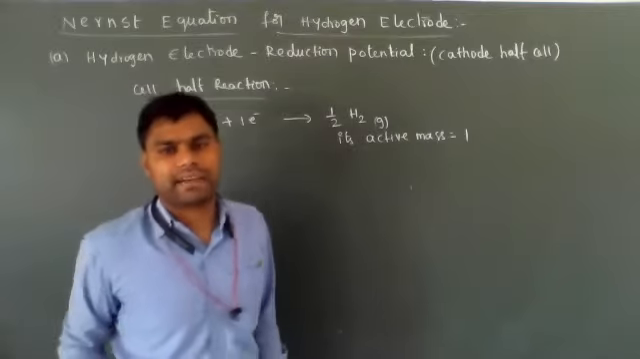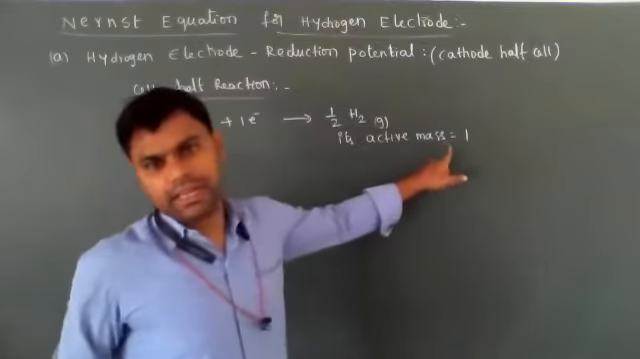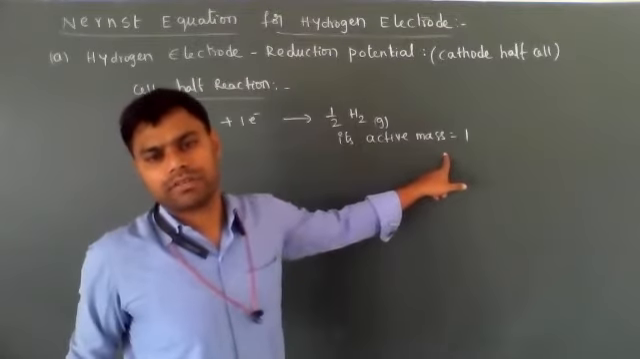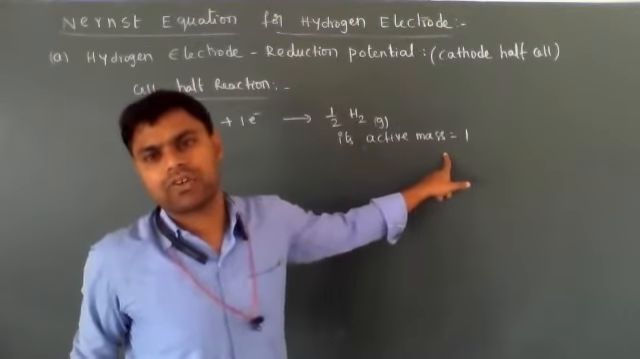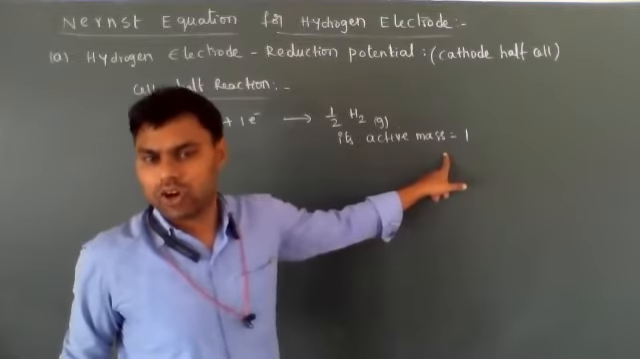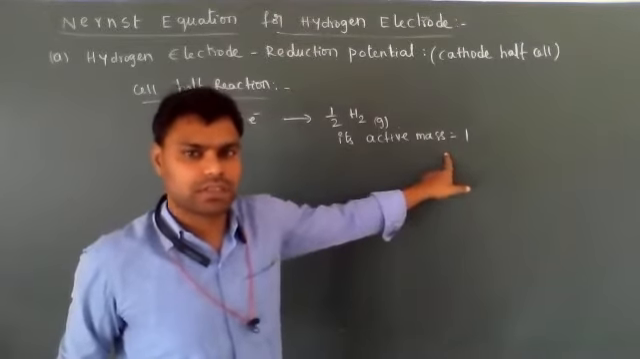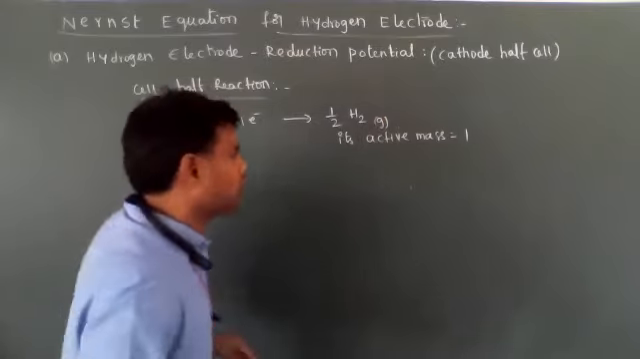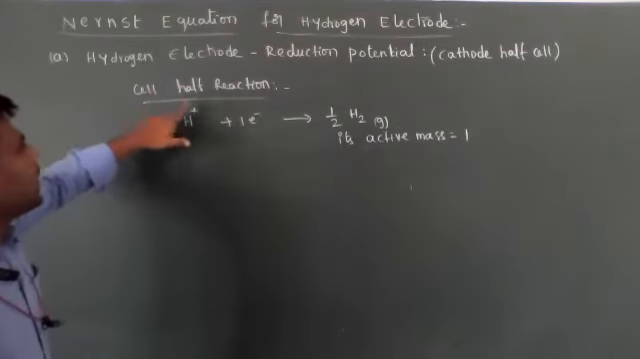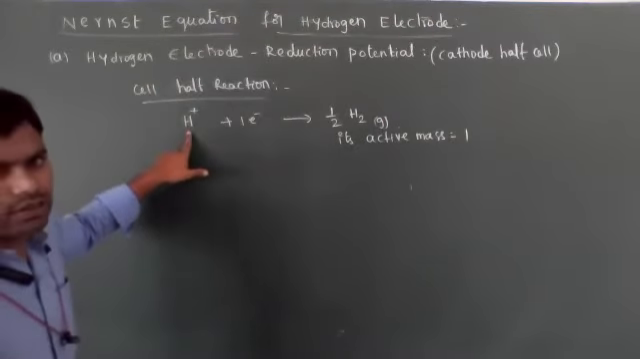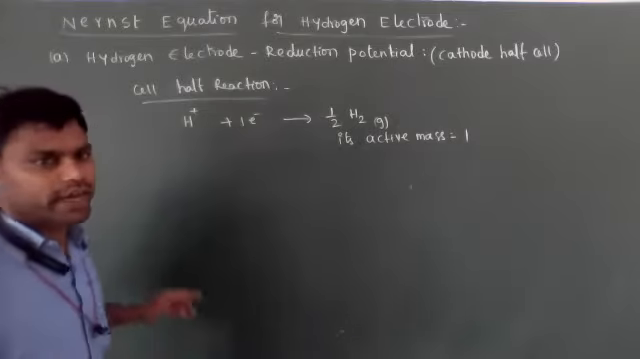Active mass is nothing but n by V, which is number of moles by volume in liters. It is equal to 1 for metals or solids as well as for elementary state gas molecules. That active mass is equal to 1. So this is the cell half reaction. H plus is converted to H2 gas.